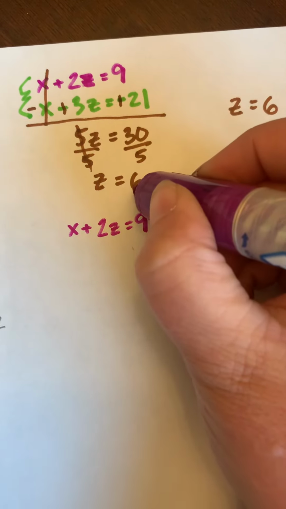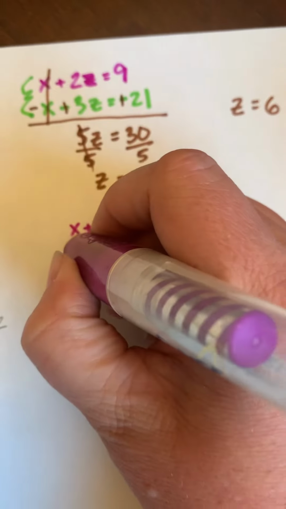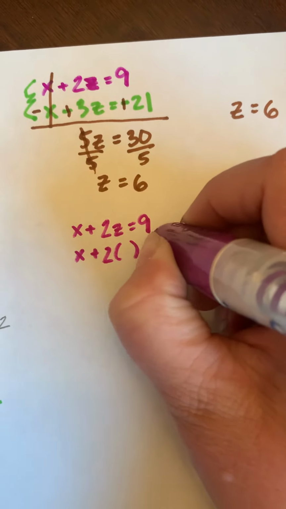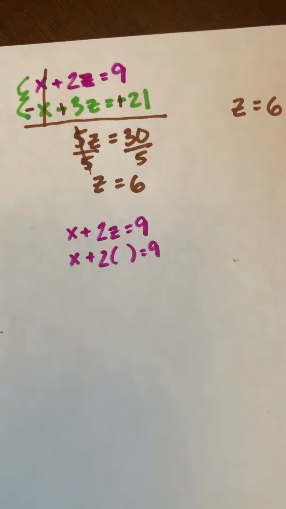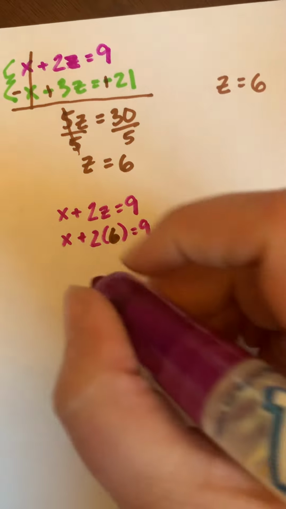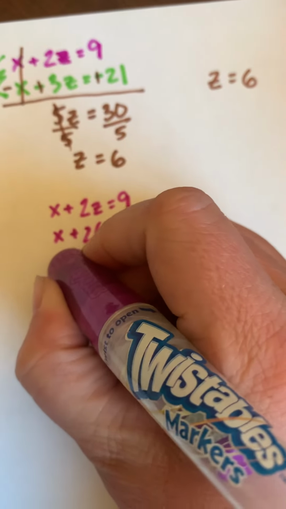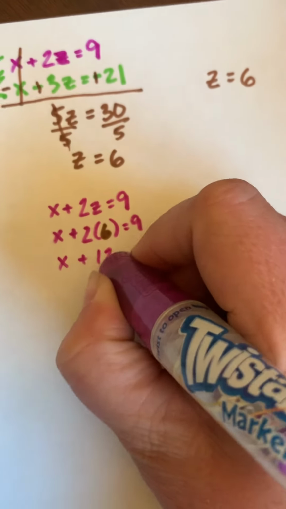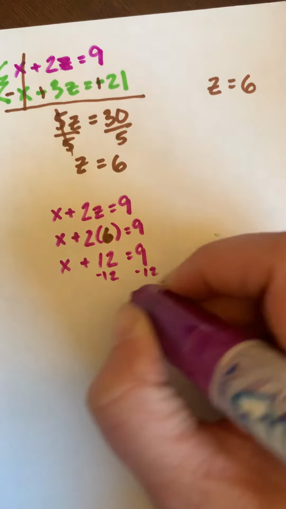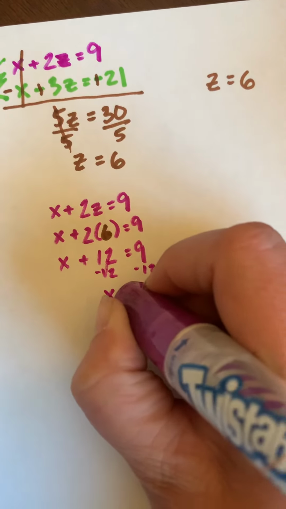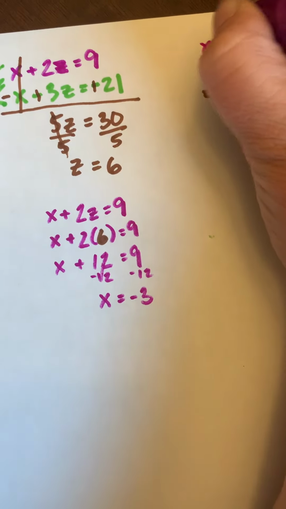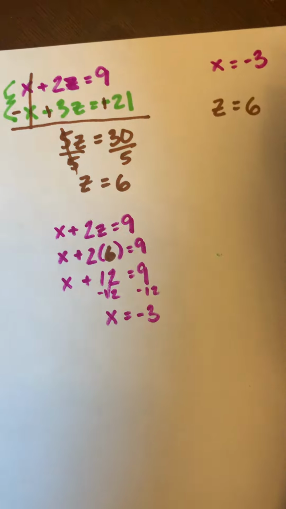But now I know what z is. Z is 6. So I'm going to substitute a 6 into that value instead of z. So now I can go ahead and solve for x. X plus 12 equals 9. Subtract 12 from both sides of the equation. I am left with x is equal to negative 3.